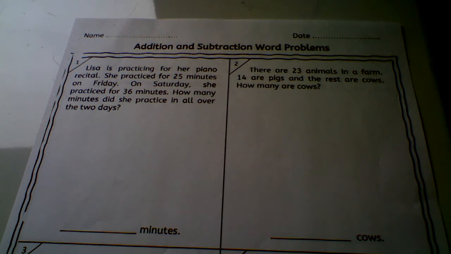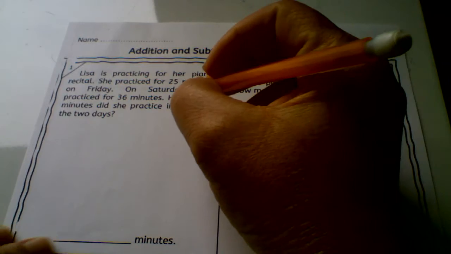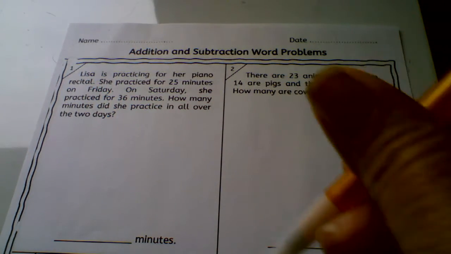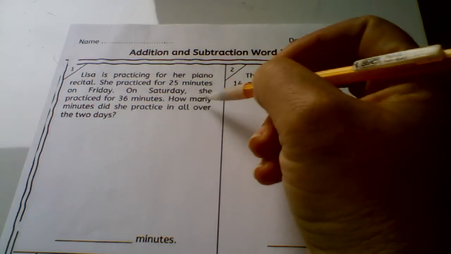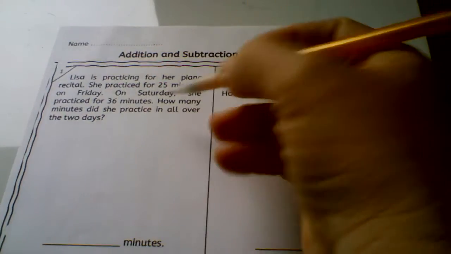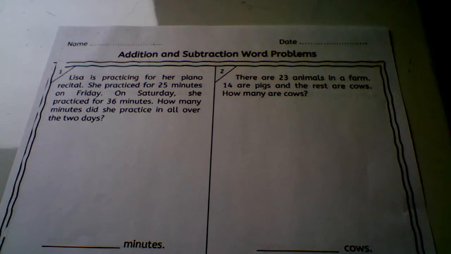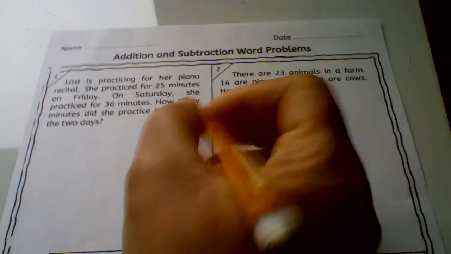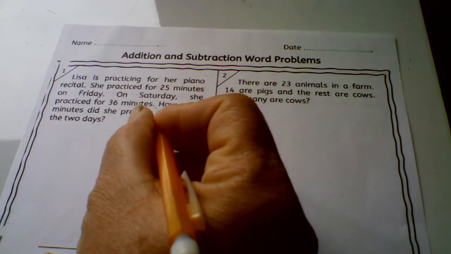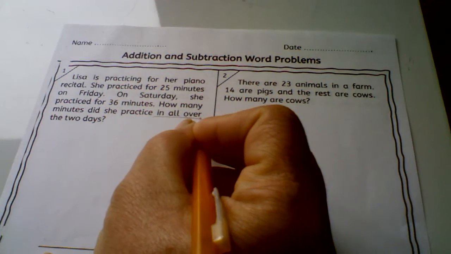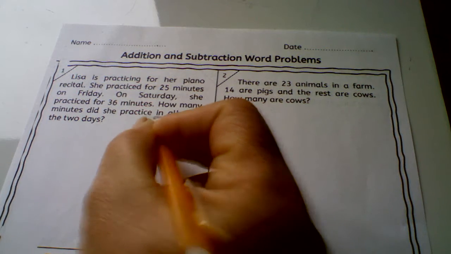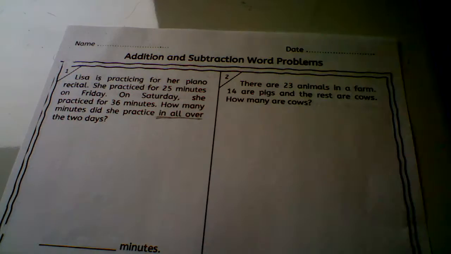Now we're going to look for what the problem is asking. So I'm looking at the question at the end. How many minutes did she practice in all over the 2 days? I see that it's asking in all. So what operation will we do to find out in all? We have to add them together.